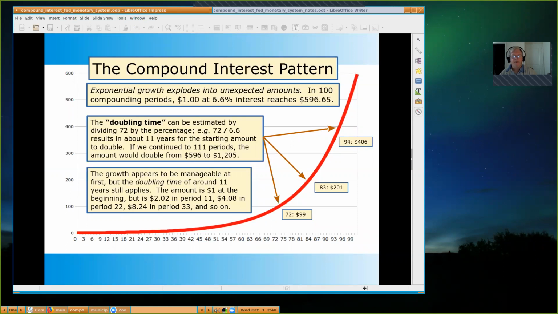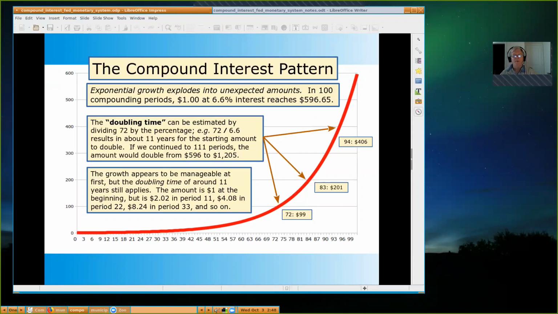And what I want to point out on the graph here, you can't see it, but we start with $1. And in period 11, it has increased to $2.02. In period 22, it's $4.08, and in period 33, it's $8.24, and so on. So every 11 compounding periods, the amount is going to be doubled. And as an example of what happens as compound interest goes on, here in period 72, the amount has risen to $99. And in period 83, 11 periods later, it's 201, so it's doubled. And in period 94, the amount is 406, so it has doubled.